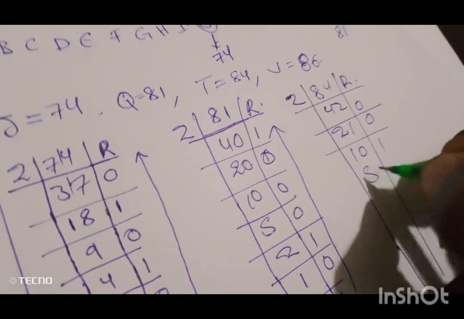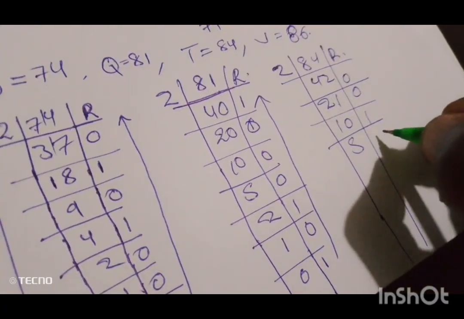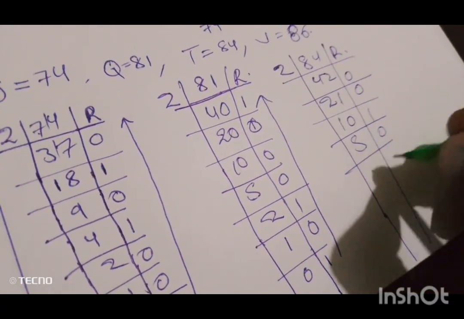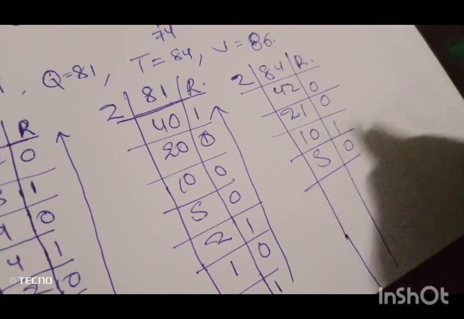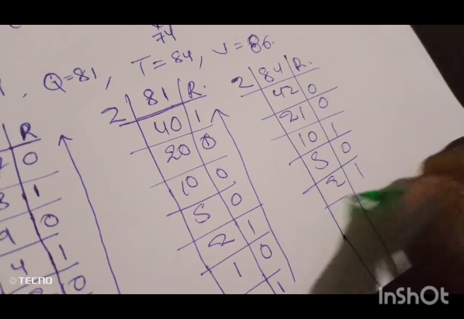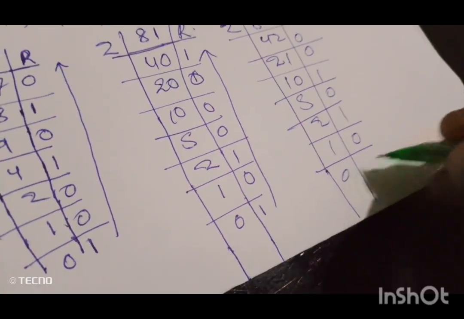2 into 10, that is 5, remainder 0. 2 into 5 goes about 2 times, remainder 1. 2 into 2 is 1 time, remainder 0. And then 2 into 1 is 0, remainder 1.